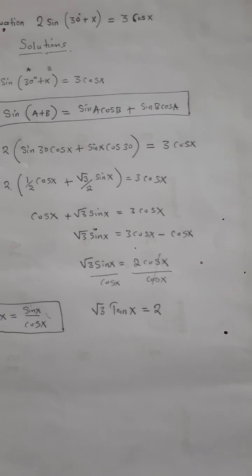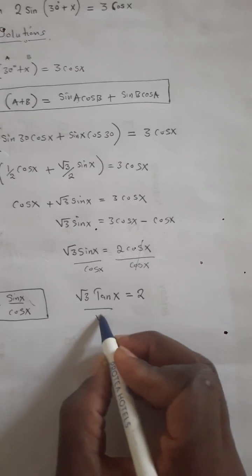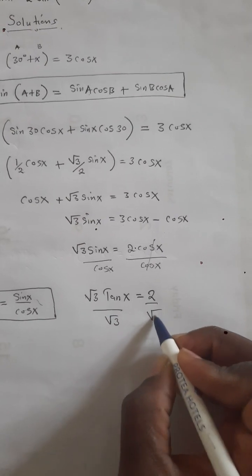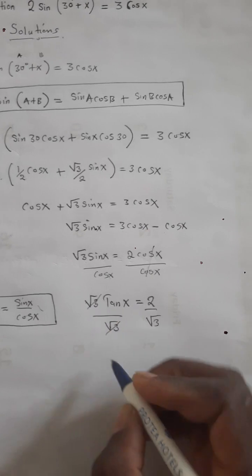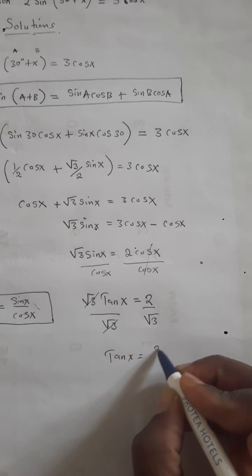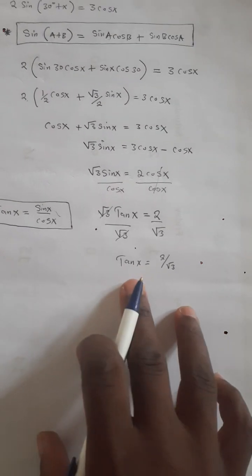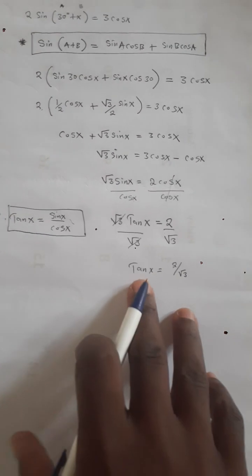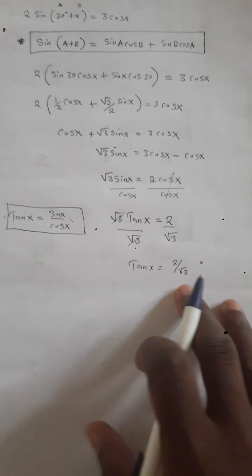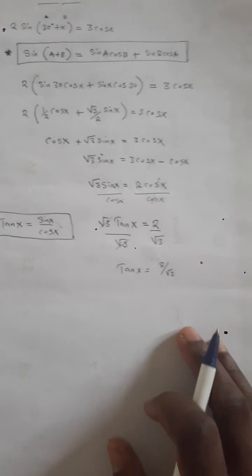When you reach this stage now, it becomes super simple. This one is now root 3 over root 3 on this side, so this and that will go. Then we have tan x is equal to 2 over root 3. This is all what we wanted. We needed to come up with one trig ratio and some constant. In this case we have tan and a constant, so we can solve for x.